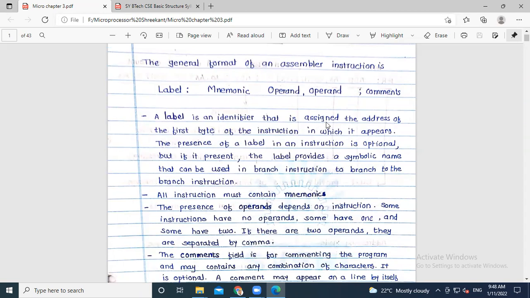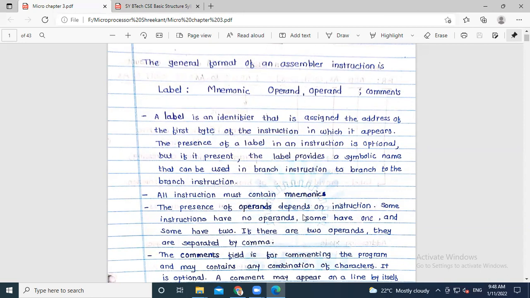It is for the identifier purpose we are using to connect the branch. This clear explanation I have to give, just a single sentence. It is connected to wherever necessary. And this mnemonic is nothing but what? It is an instruction. So all the instructions must contain a mnemonic. And these two are the operands.